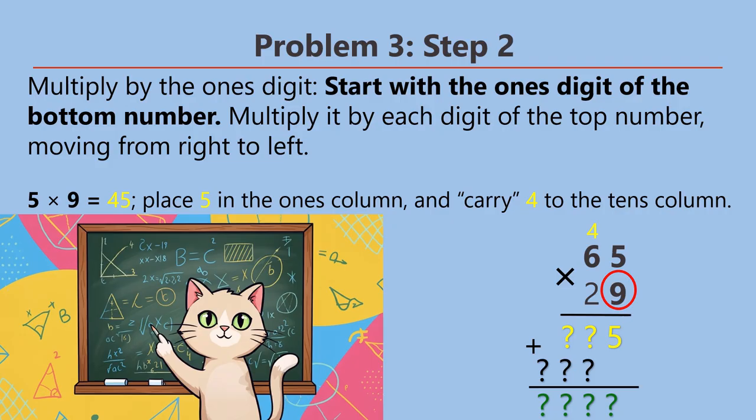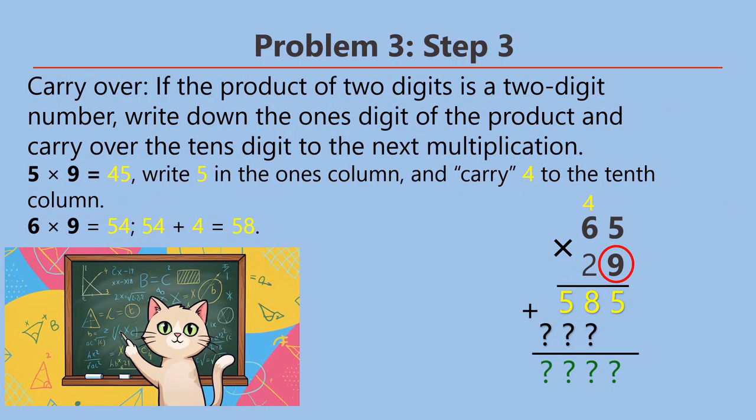Step 3. Carry over. If the product of two digits is a two-digit number, write down the ones digit of the product and carry over the tens digit to the next multiplication. 5 times 9 is equal to 45, write 5 in the ones column, and carry 4 to the tens column. 6 times 9 is equal to 54, 54 plus 4 is equal to 58.